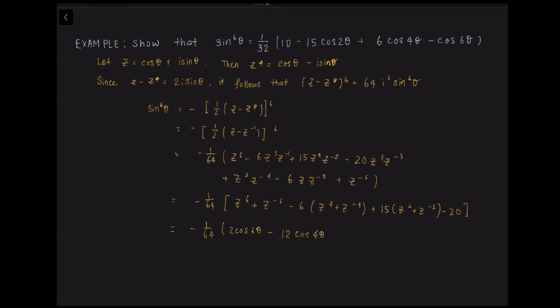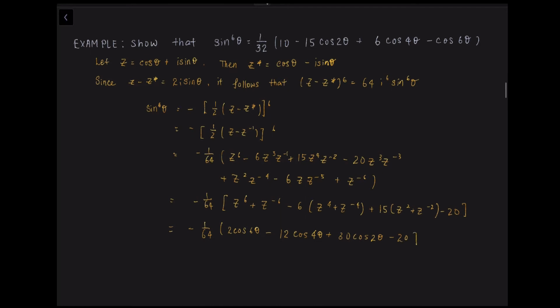So we have z to the power of minus 6, and hence z to the power of 6 plus z to the power of minus 6 is equivalent to 2 cos 6 theta. For z to the power of 4 plus z to the power of minus 4 is 2 cos 4 theta. And z to the power of 2 plus z to the power of minus 2 is 2 cos 2 theta. So remember, when you see a plus, it's going to change into a cos. And finally, we simplify this expression and we can obtain the answer.